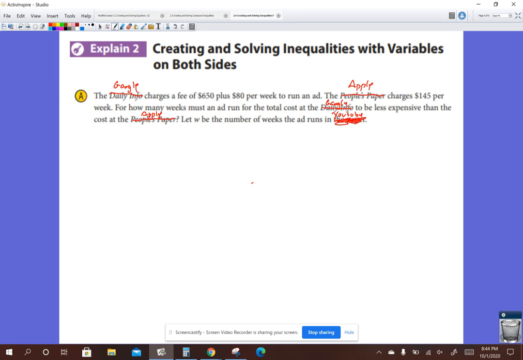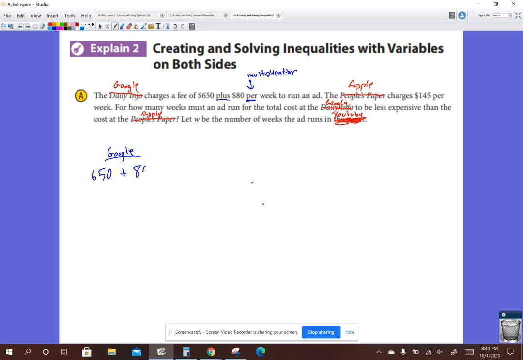Here we go. Google charges a fee of $650. So let's write down Google. And they charge 650 plus, remember that keyword there, plus $80. You remember that other keyword here, per means multiplication.